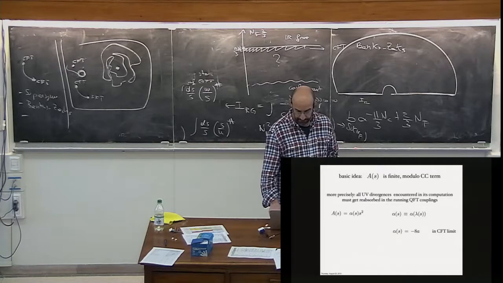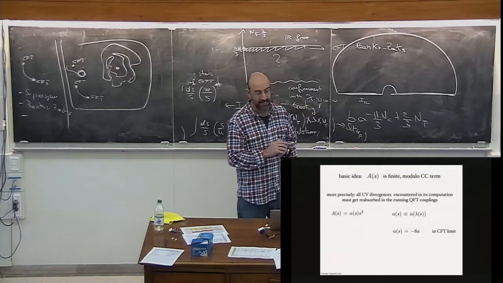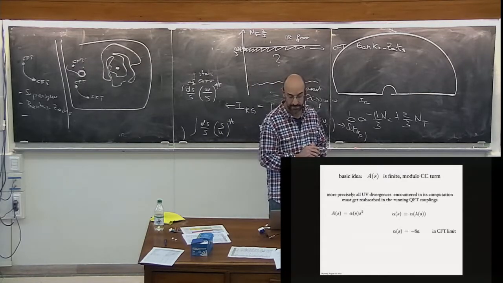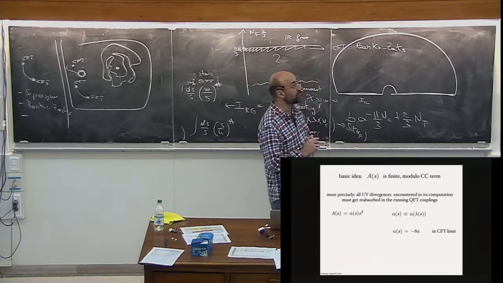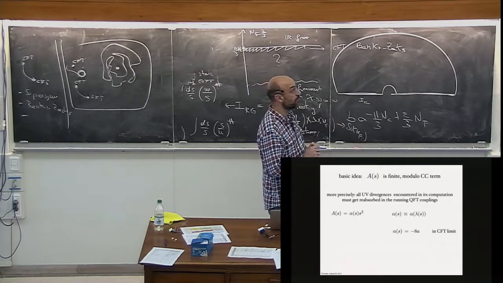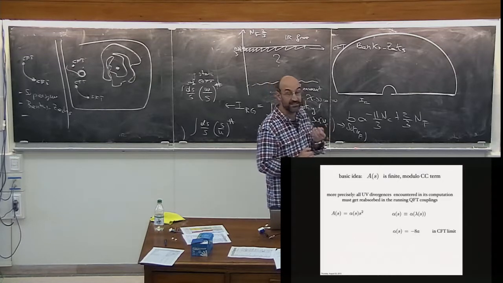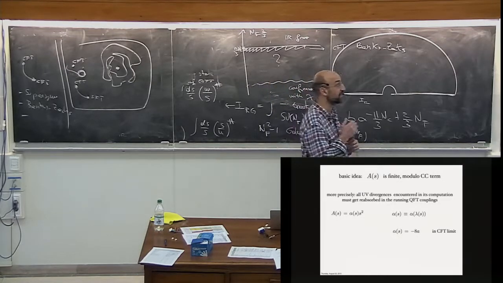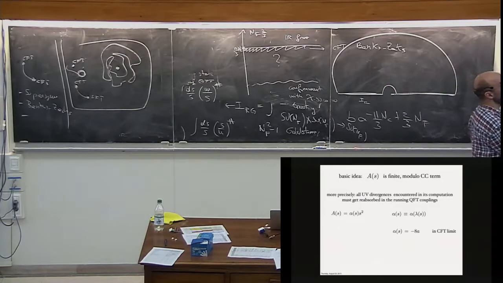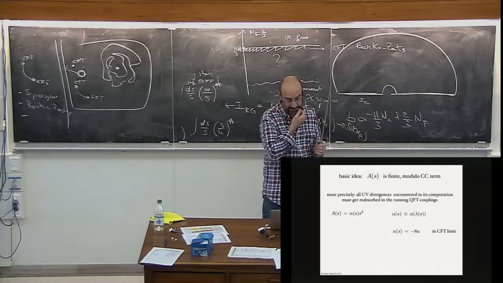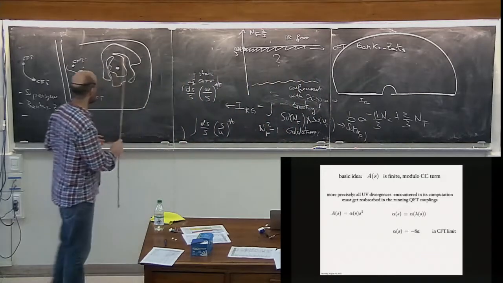Okay, so the basic idea is to use that the amplitude is finite up to cosmological constant terms. So more precisely, all the UV divergences that I would encounter in the computation of this correlator are taken care of by renormalizing the theory itself in the absence of an external metric. Okay, so when I write this amplitude, I can write it as a finite amplitude as a function of the running renormalized coupling of the original theory. Okay, this is to say the couplings that control these deformations.